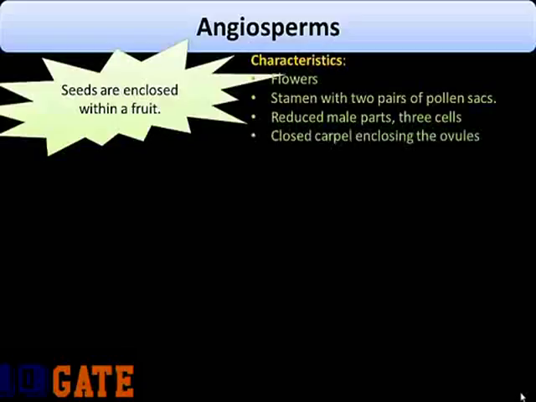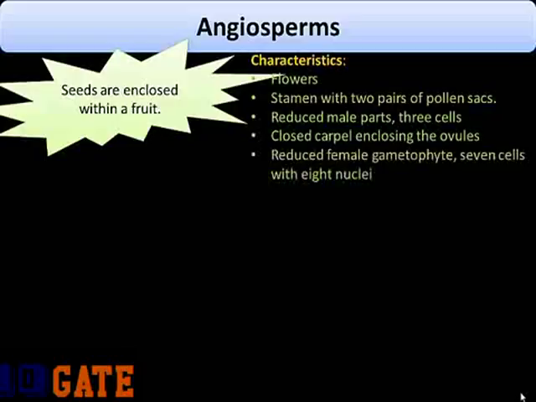Another characteristic is closed carpel enclosing the ovules. This helps to prevent self-fertilization, thereby maintaining increased diversity. Once the ovary is fertilized, the carpel and some surrounding tissues develop into a fruit. This fruit often serves as an attractant to seed dispersing animals.